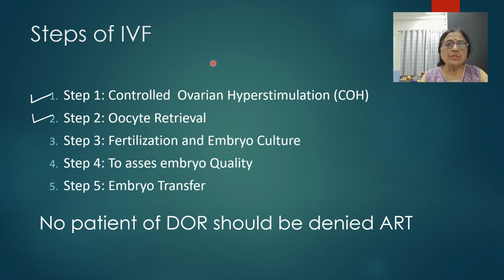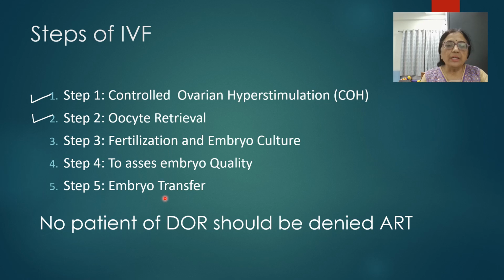Now, this slide shows the steps of IVF just as a revision, so that what we gain by doing this test is how much is the success for controlled ovarian hyperstimulation, which is step one. How much will be the adequate yield of the oocytes, that is ovum retrieval, how much will be the success, that we know by this test.